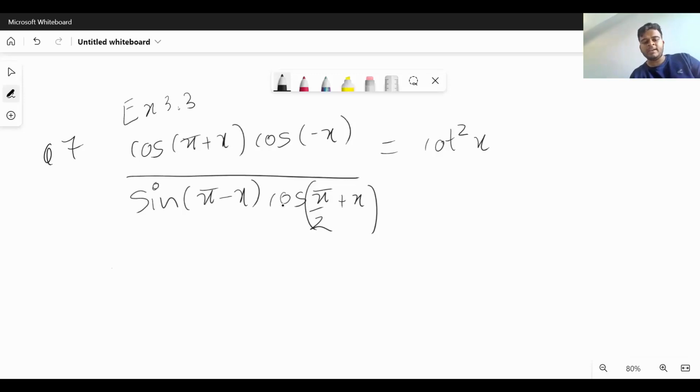If you remember the sine functions very well, then you will be able to solve this pretty easily. So let's try and do that, right? Let's try and simplify the LHS.